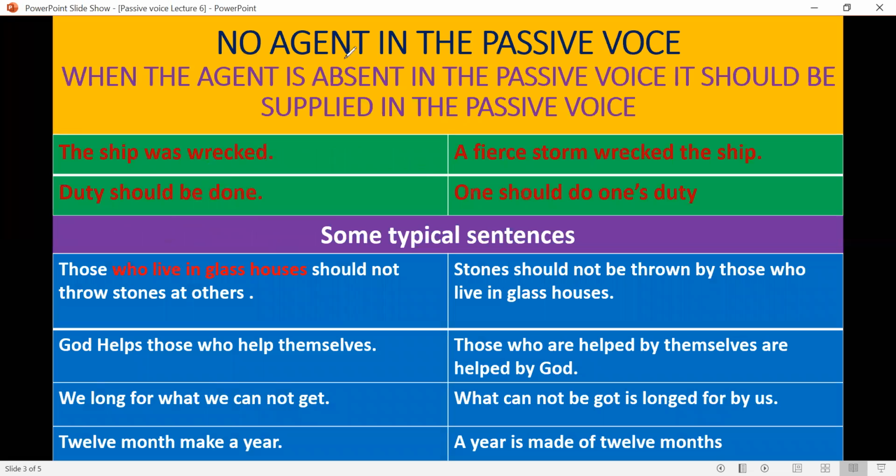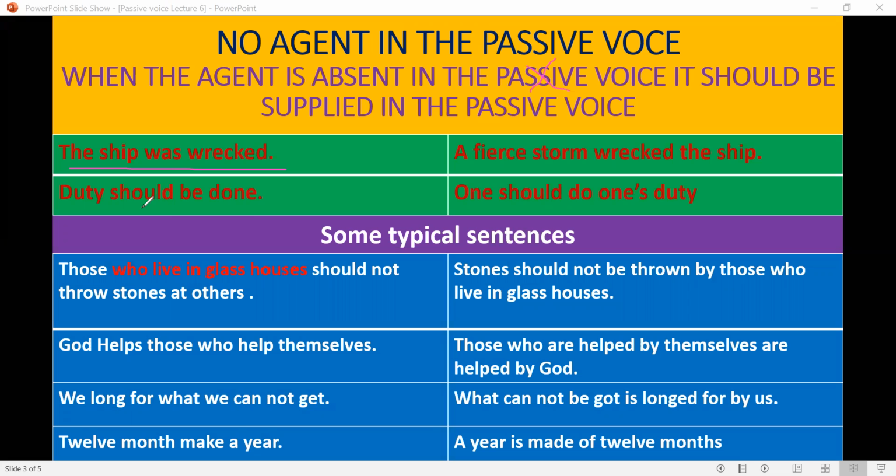When the agent is absent in the active voice, it should be supplied in the passive voice, or vice versa. "The ship was wrecked." This is passive voice. So there is an agent who has wrecked the ship, and that agent is a storm. A storm wrecked the ship, or a fierce storm wrecked the ship.